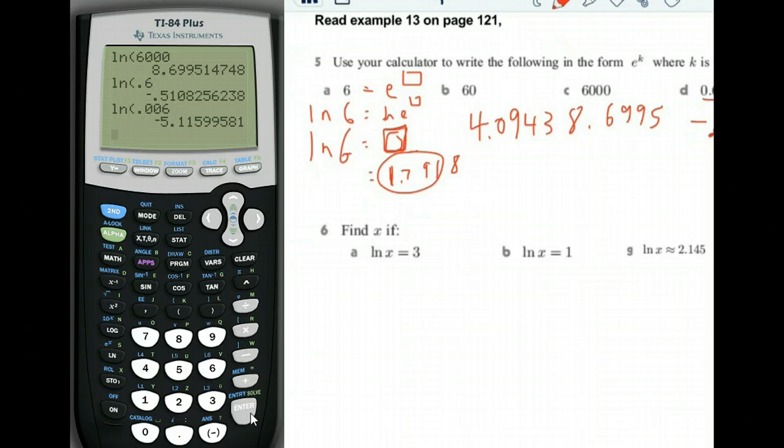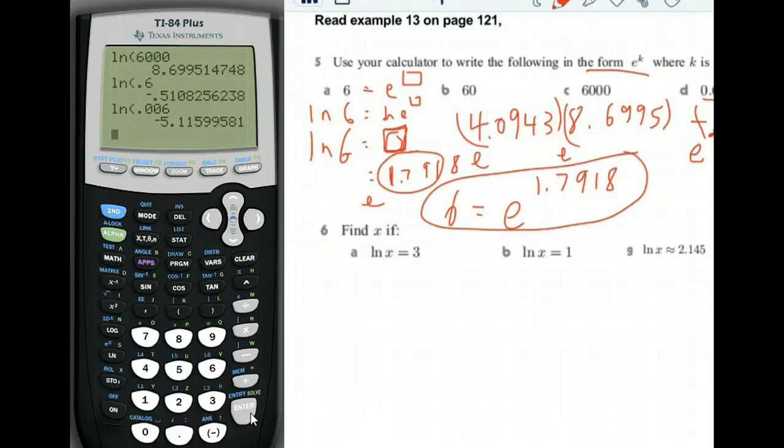Actually, it says to write it in the form e to the x. So what you do is put e under all these exponents. So e to this is equal to that. e to the 8.6995, e to the 4.0943, e to the 1.7918. So for example, 6 is equal to e to the 1.7918. Get it? That's how you would write that.